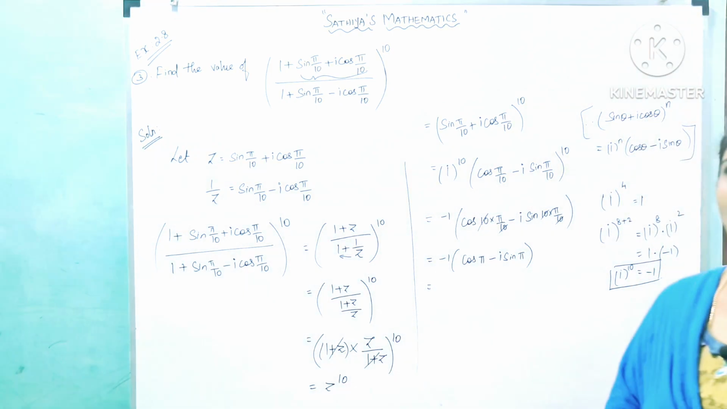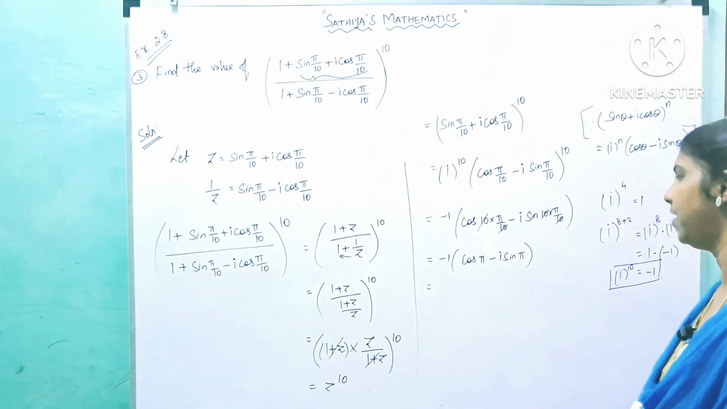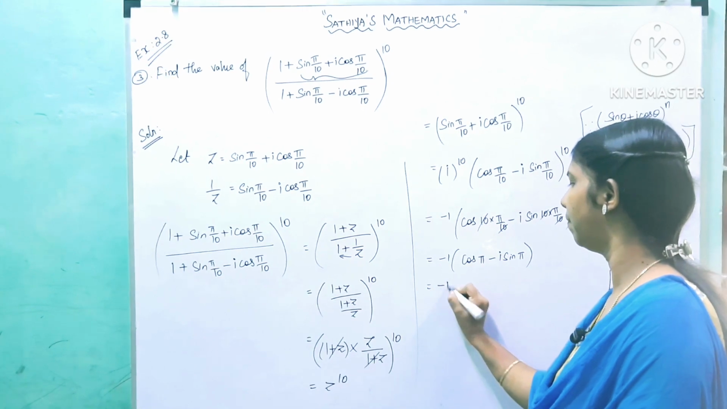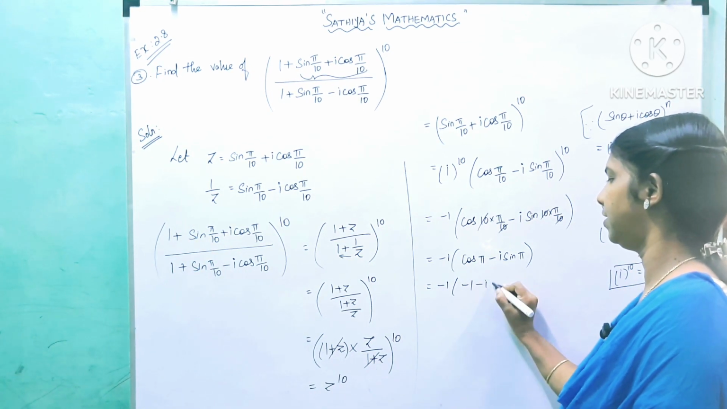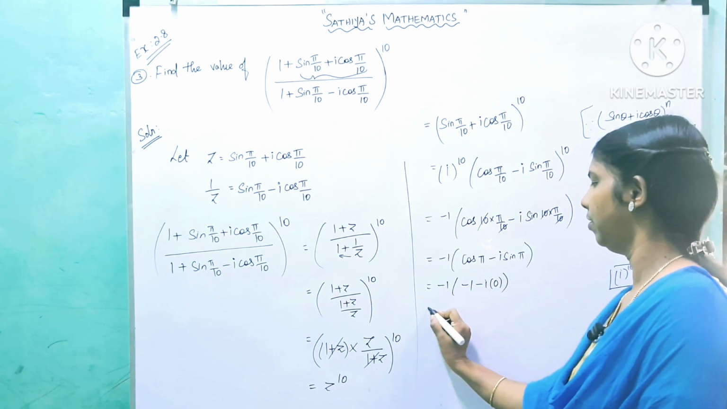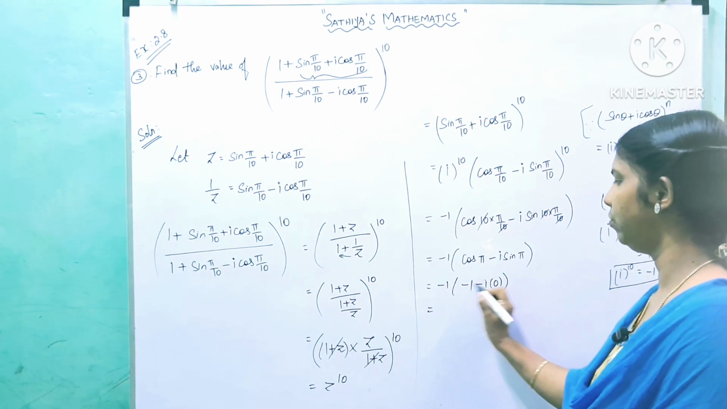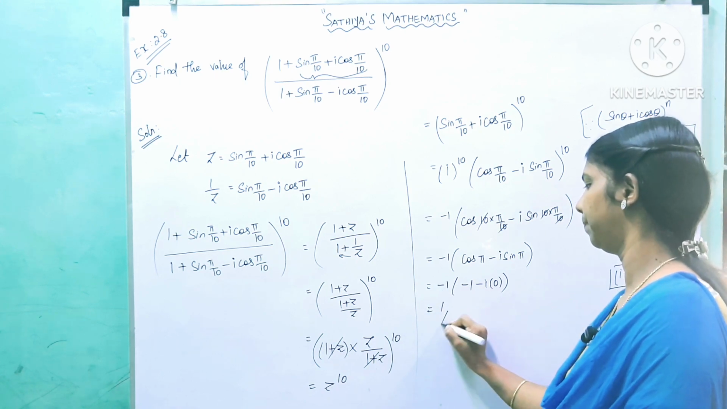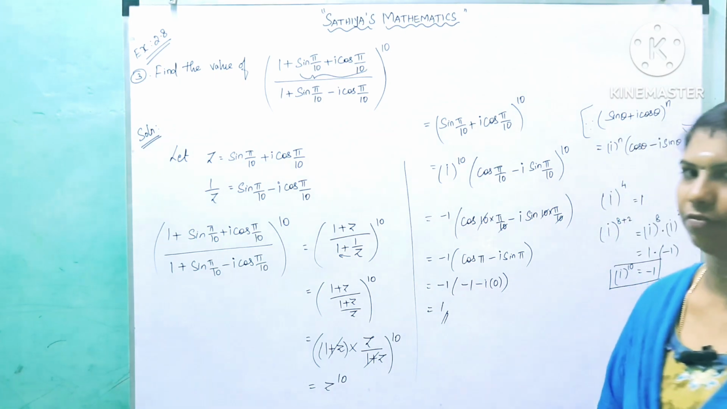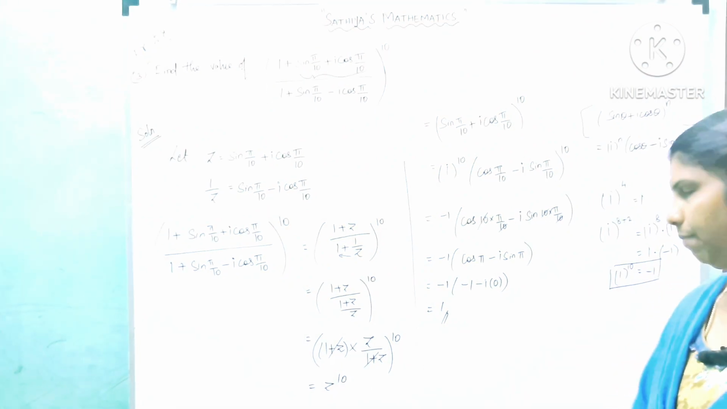Cos pi is nothing but cos 180 degrees. Cos pi value is minus 1 and sin pi value is 0. So minus I into 0, here the whole thing becomes 0. So minus 1 into minus 1 is plus 1. So this is the value of the given complex number.